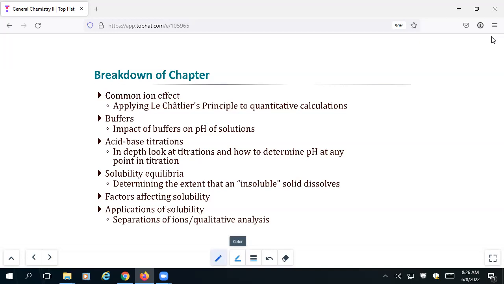We're in the midst right now of some qualitative analysis experiments. We already did one. We're in the middle of a second. We start a third one tomorrow. Why do those procedures work? Well, it comes back to this idea of solubility and using something called selective precipitation.